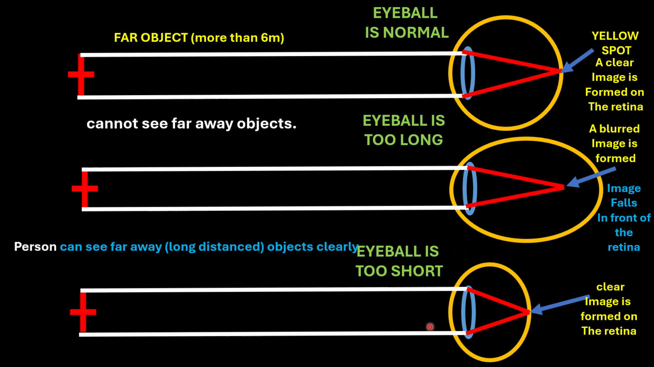So what we think to be a disadvantage was actually an advantage for him. So this person's eyesight is perfect for seeing things that are far away. And a simple reason is because the eyeball is too short and a clear image formed on the retina. But then there's something wrong. So how will you describe the vision quality of this person?